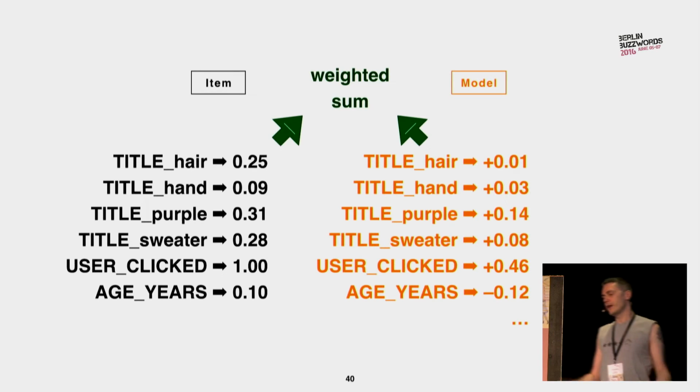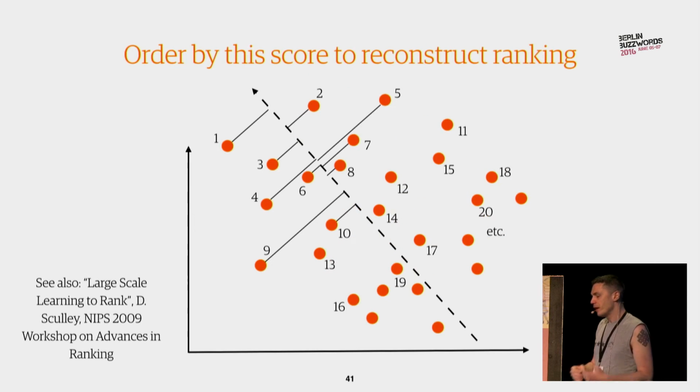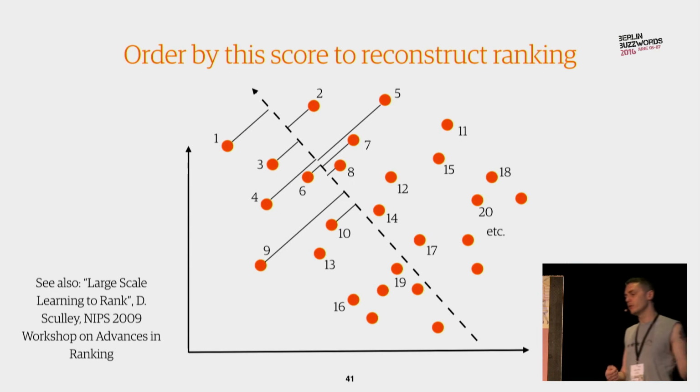So you get the feature values of each item in a set of search results, and you calculate their weighted sum using the weights from the model. That's where we started. And then you just order the results in descending order of those scores, and that gives you the ranking that you need.